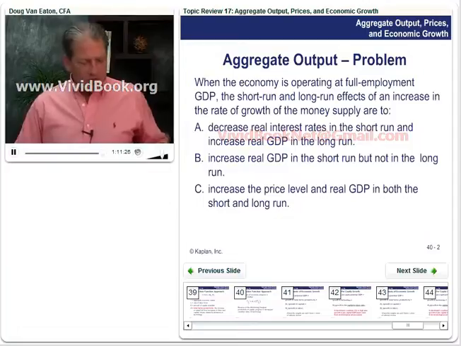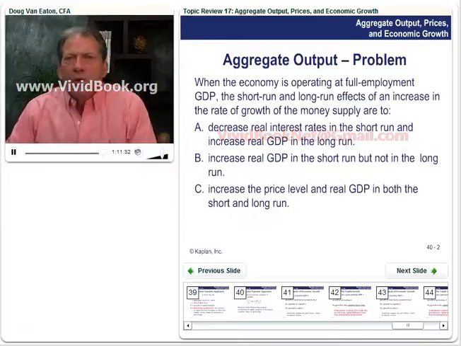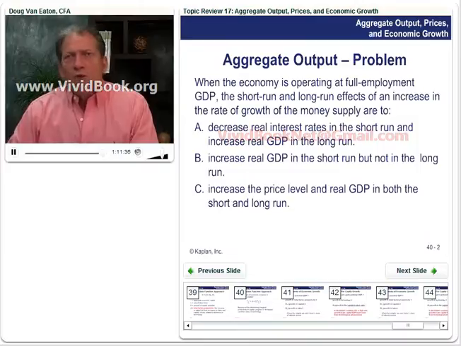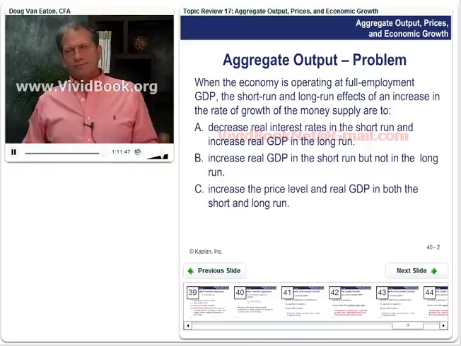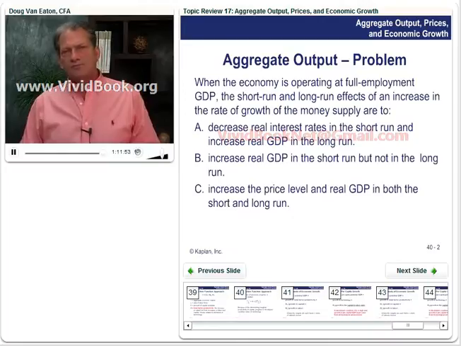Okay, one last problem here I'd like you to wrestle with, to help cement some of these ideas so you can carry them along with you. When the economy is operating at full employment GDP, the short-run and long-run effects of an increase in the rate of growth of the money supply are? Well, we know about equilibrium in the money market. Increase in the growth rate of the money supply, at least in the short run, decreases real interest rates, increases production, output.